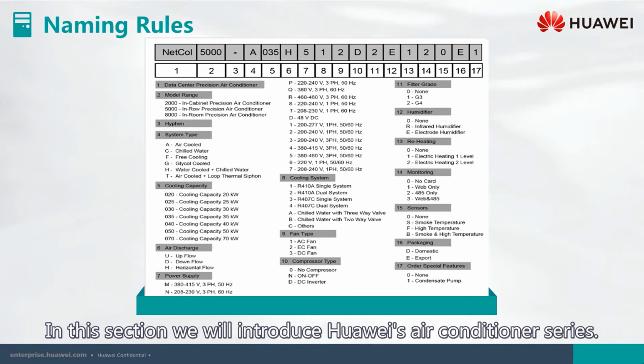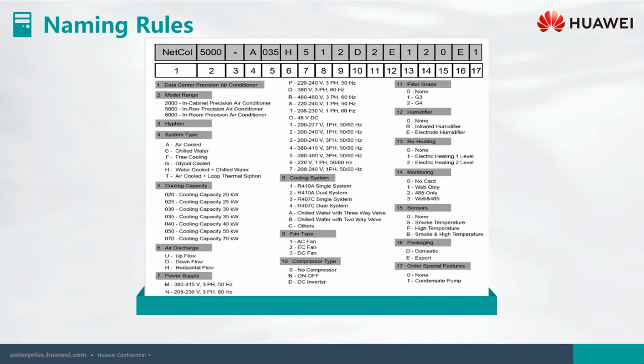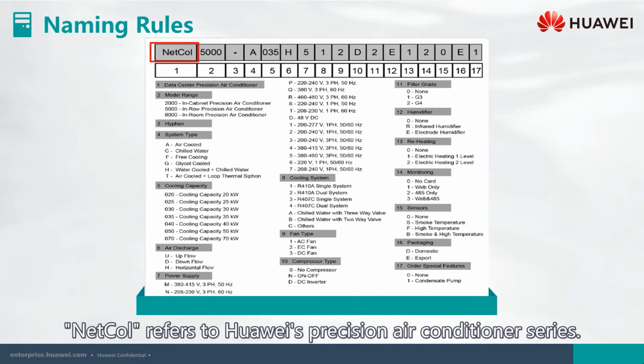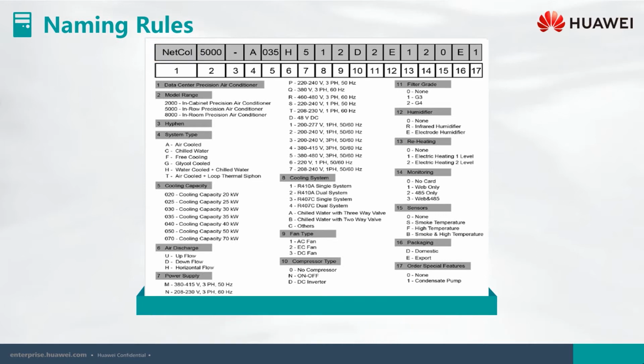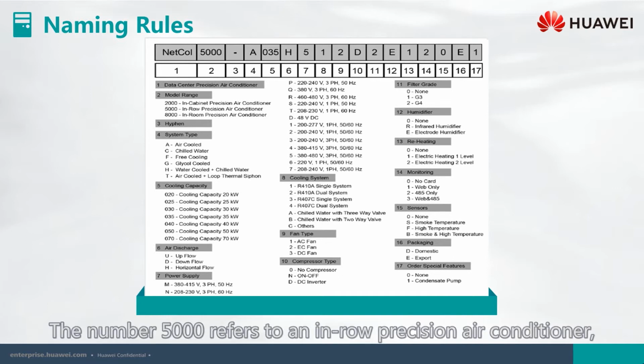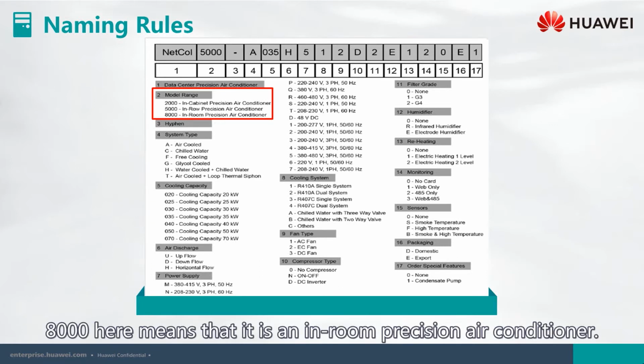In this section, we will introduce Huawei's air conditioner series. First, let's look at their names. Netco refers to Huawei's Precision Air Conditioner series. Next is the series name. The number 5000 refers to an in-row precision air conditioner. 8000 here means that it is an in-room precision air conditioner.